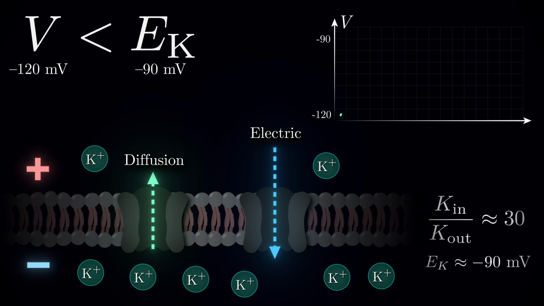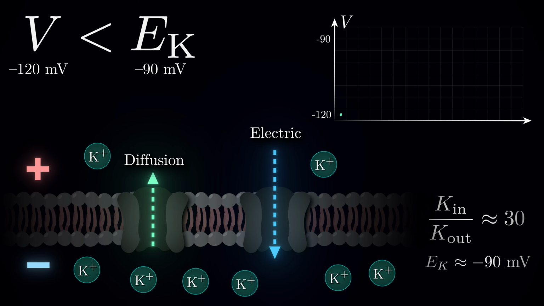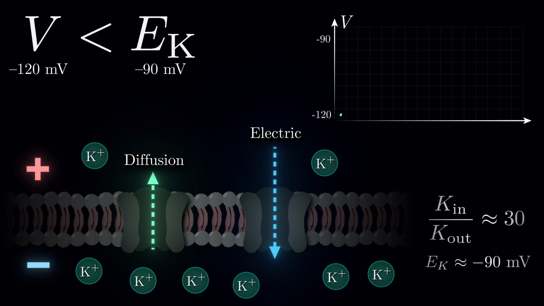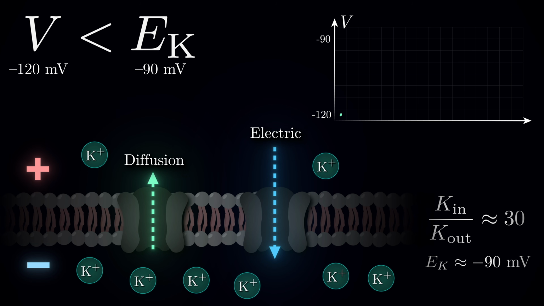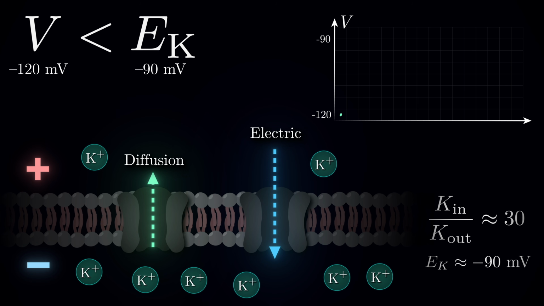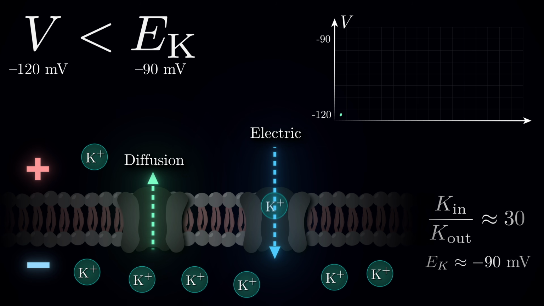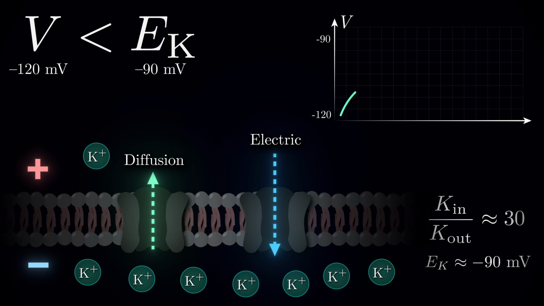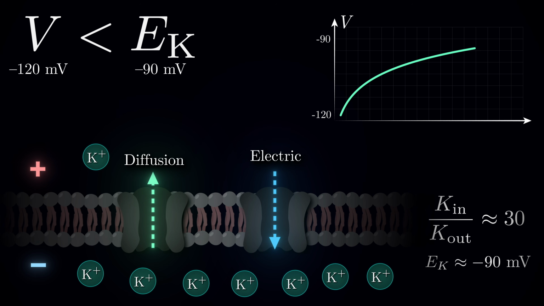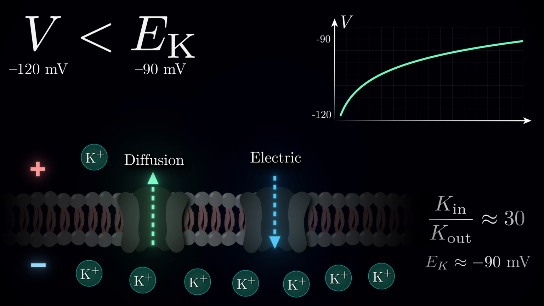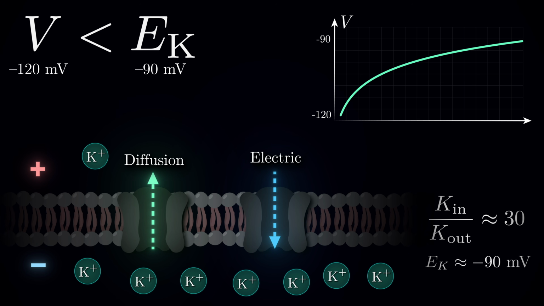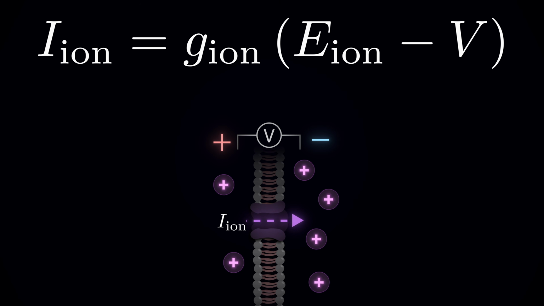Conversely, if the membrane voltage is more negative than the equilibrium potential, let's say -120 millivolts, the electrical attraction becomes so strong that it causes a net influx of potassium ions, reducing the excess negative charge until the membrane voltage settles back around -90. We can express this mathematically.